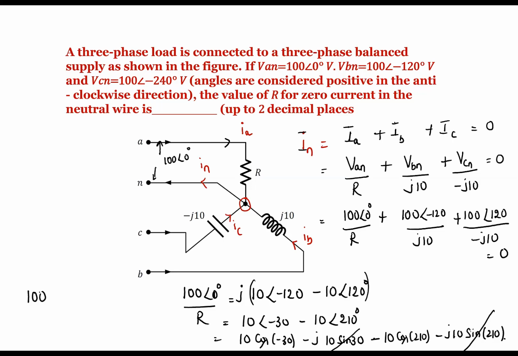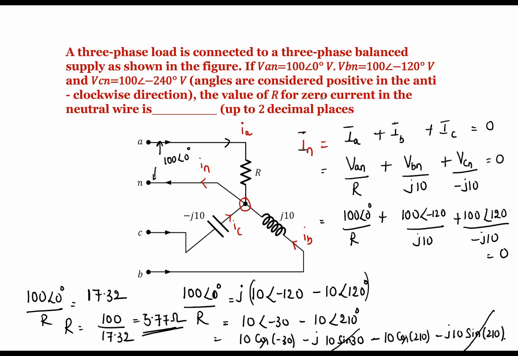So 100 at an angle 0 divided by R is equal to 17.32. We want the R value, no? This value will become 17.32. So the R value will become 100 divided by 17.32. So the answer would become 5.77 ohm. That is 100 divided by 17.32. See, 10 cos 30, cos of minus 30 is root 3 by 2.